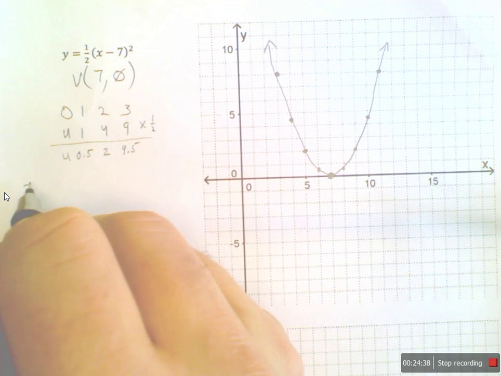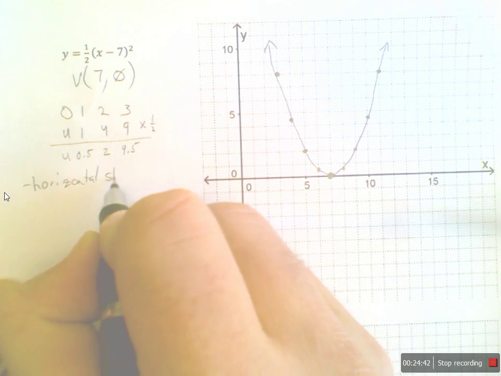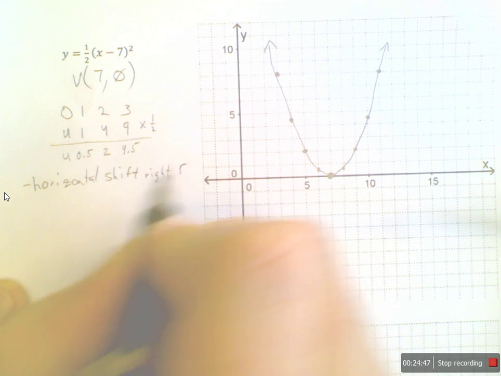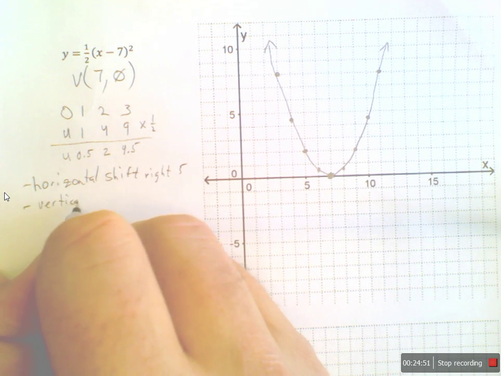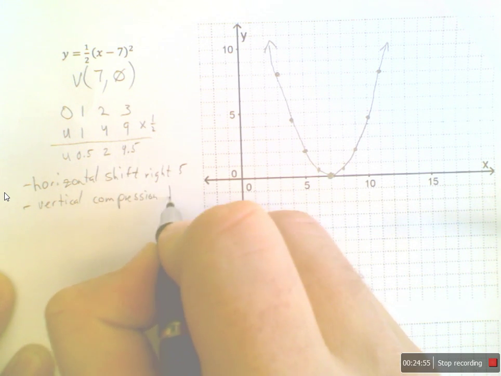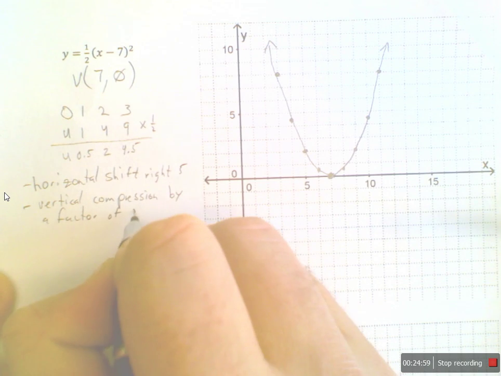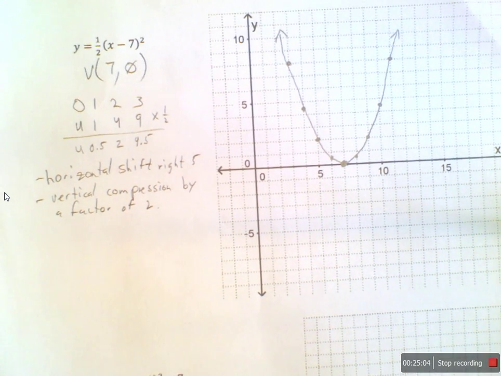So this has a horizontal shift right 5 and a vertical compression by a factor of 2.